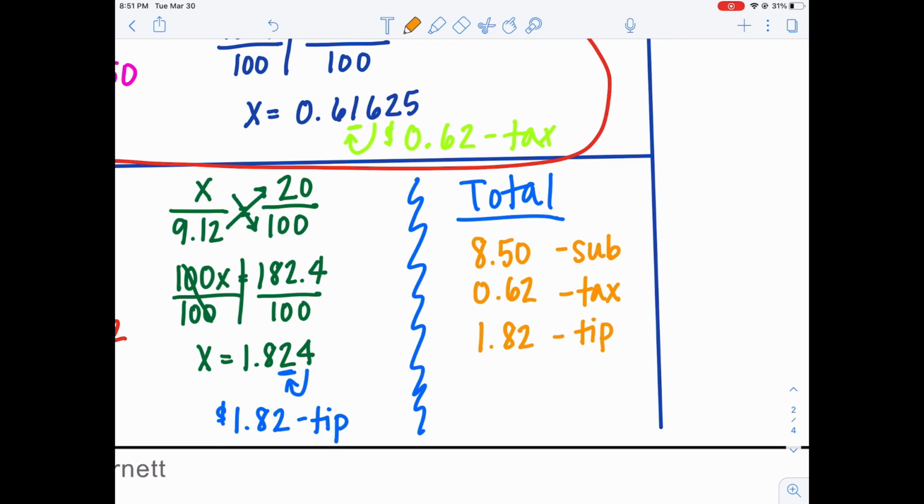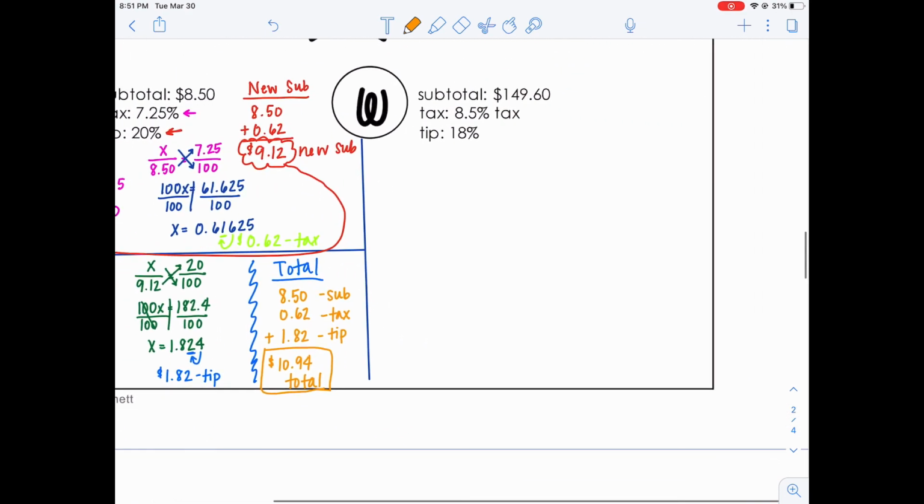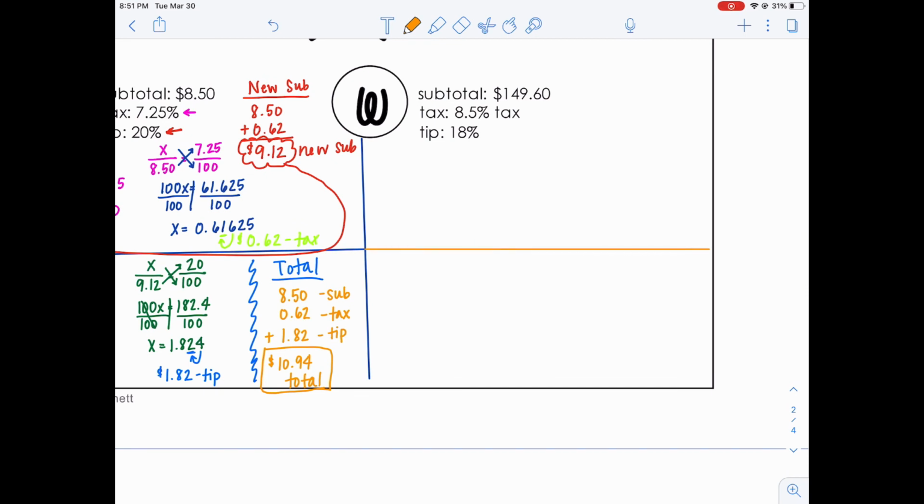When I add them all together, $8.50 plus 62 cents plus $1.82, I get that my total is $10.94 total. So that is the total amount that I would be paying with tax included and my tip included. All right, let's go ahead and do our next one. Remember, we're going to set it up because you basically have to go through the percent proportion 2 different times.